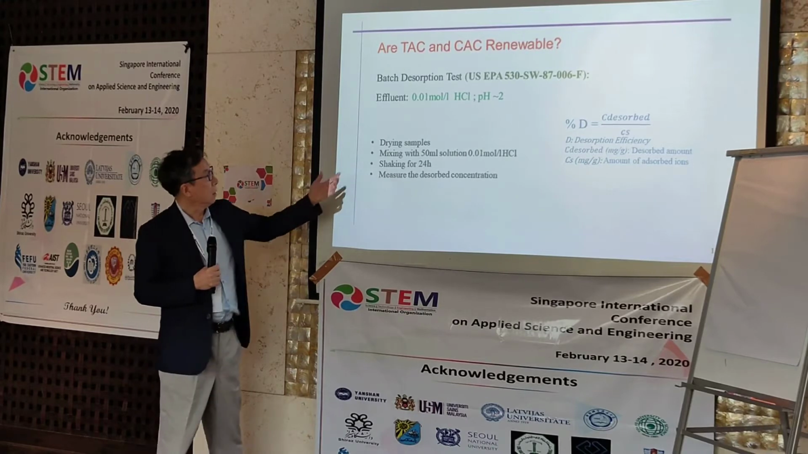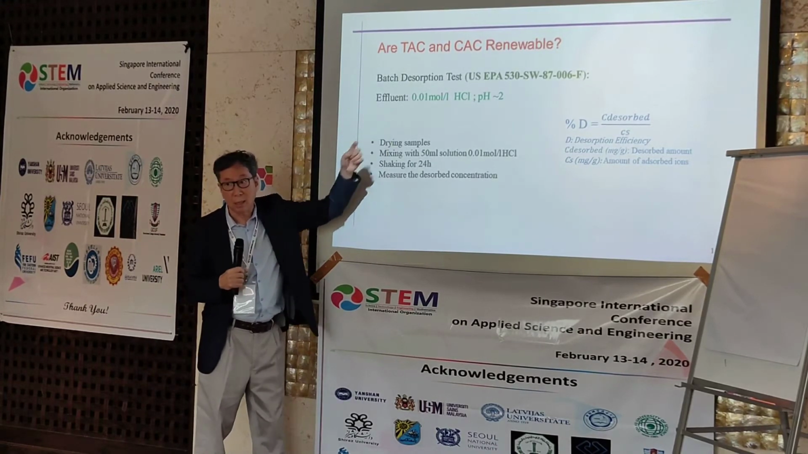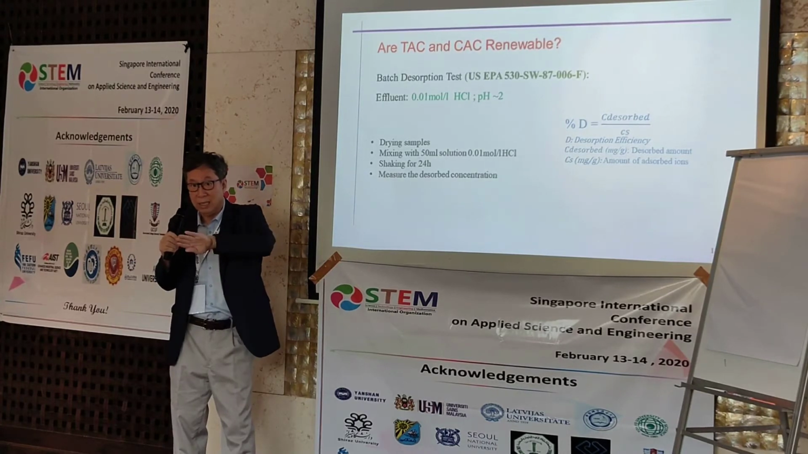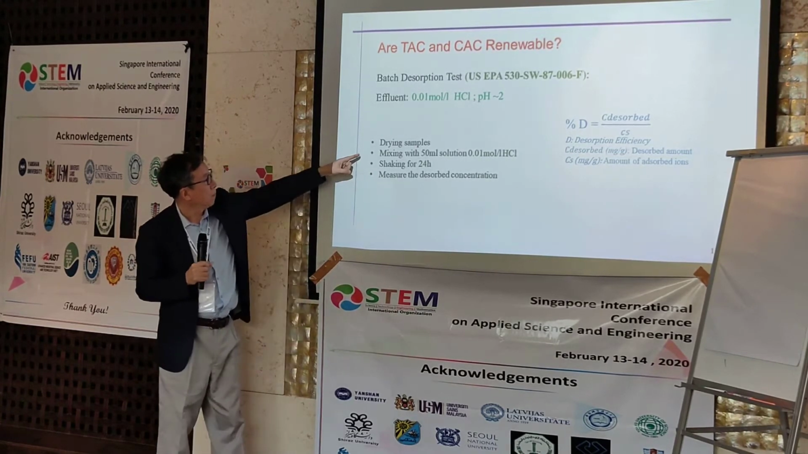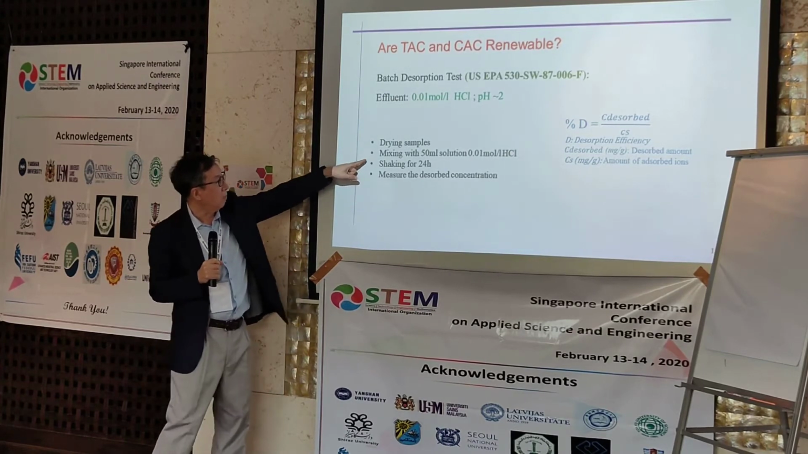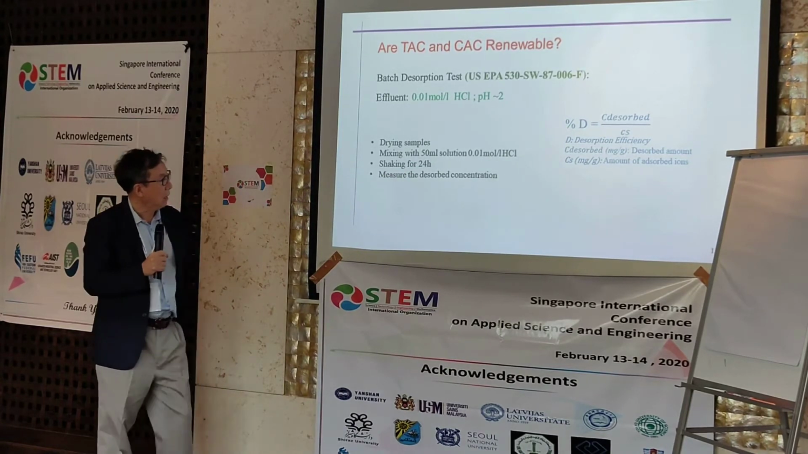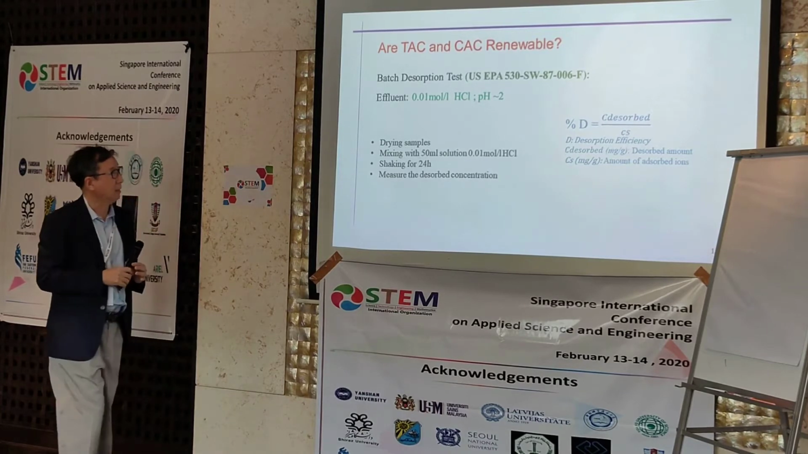TACs. So I check the batch desorption test. After sorbing the material with the heavy metals, I try to wash them and leach all those heavy metals and try to use them as a new material. So after drying samples, mixing with 50 milliliter of solution of hydrochloric acid and shaking for 24 hours, and measure the dissolved concentration. Next.